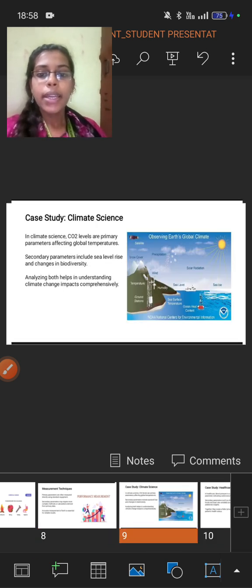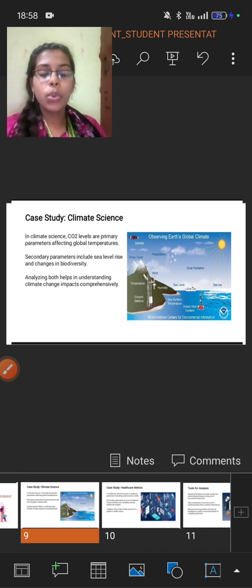Next one, case study. In this case study, there is climate science. In climate science, CO2 levels are primary parameters affecting global temperatures. Secondary parameters include sea level rise and changes in biodiversity. Analyzing both helps in understanding climate change's impact comprehensively. We can see in this picture observing Earth's global climate.